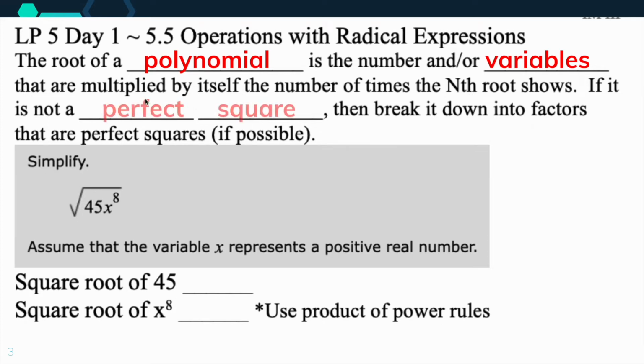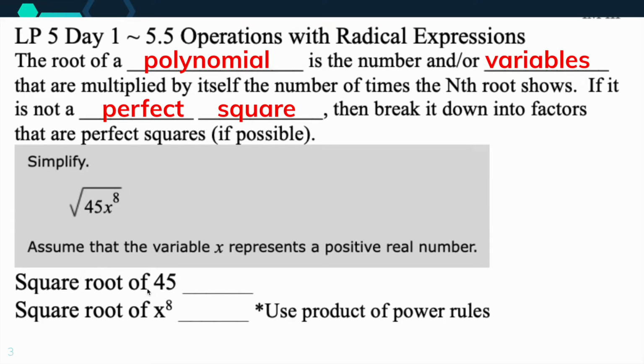So if it is not a perfect square, then we're going to break it down into its factors that are perfect squares, if possible. Because I can take the square root of a perfect square, but I can't take the square root of a non-perfect square because that'll end up with a really funky decimal that we don't want to deal with. And Alex is not giving us any rounding instructions. So we don't just simply type in 45 here and take the square root of it and see what we get. That's not going to work.